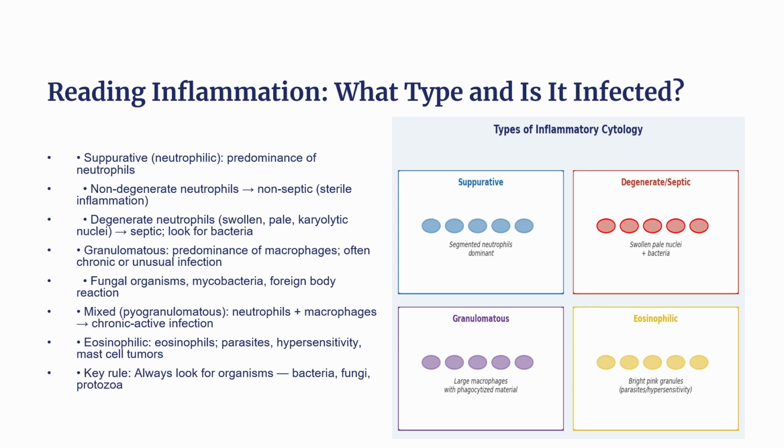Granulomatous inflammation, macrophage dominated, points toward more chronic or unusual causes like fungi or mycobacteria, and eosinophilic inflammation makes you think of parasites, hypersensitivity reactions, or certain tumors like mast cell tumors that have eosinophils in the neighborhood.